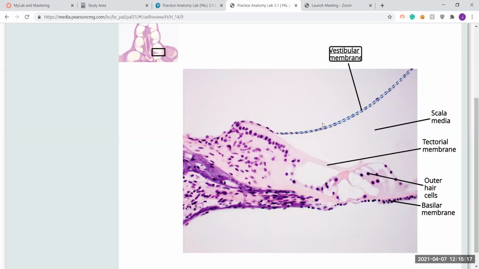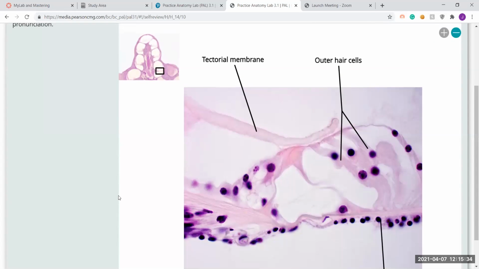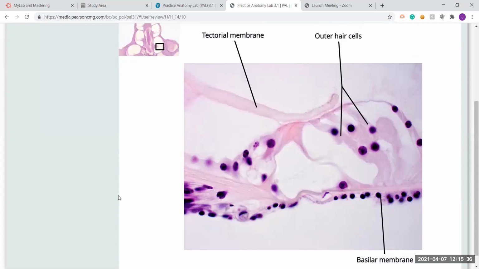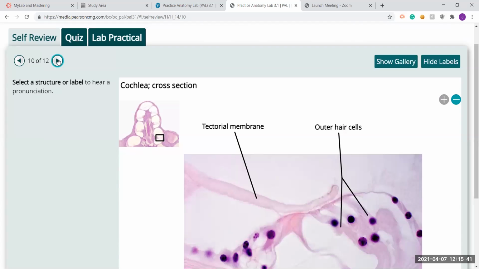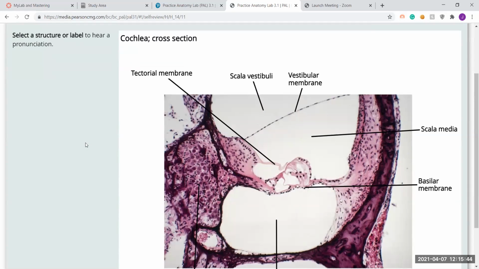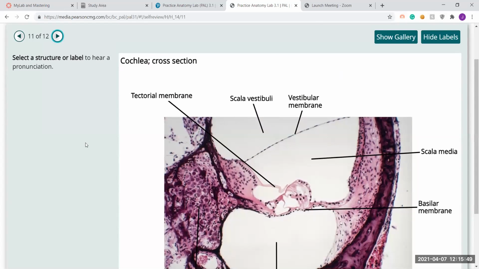Again, further high magnification of the scala media: vestibular membrane, scala media, tectorial membrane, outer hair cells, basilar membrane. Same thing here again, highly magnified: basilar membrane, outer hair cell, and tectorial membrane. This is another cross section of the cochlea, and you can see all the membranes and the cavity and the organ of Corti.